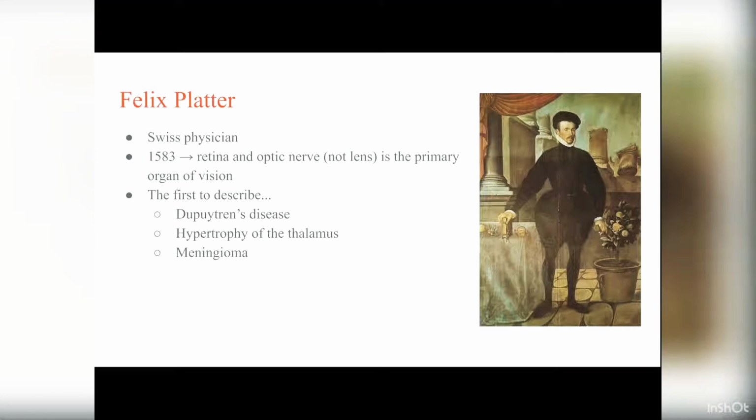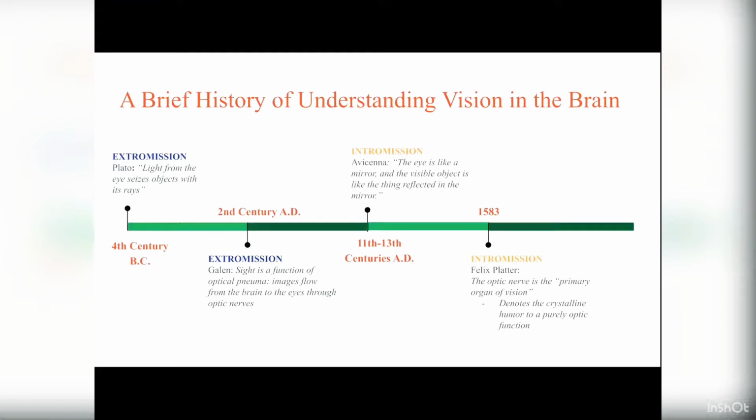In this context, we will be focusing on his work published nearly 3 decades prior in 1583, in which he denotes the lens to a secondary role and the retina to a primary role, a notion that changed the neuroscientific literature of the time. A brief background of man's understanding of how the brain uses the eyes to create images reveals two prominent theories: extramission and intromission.